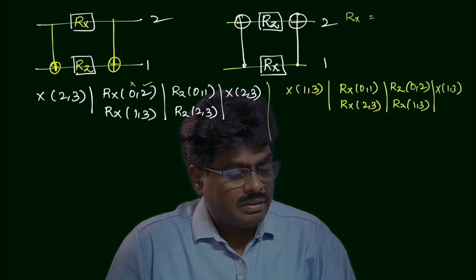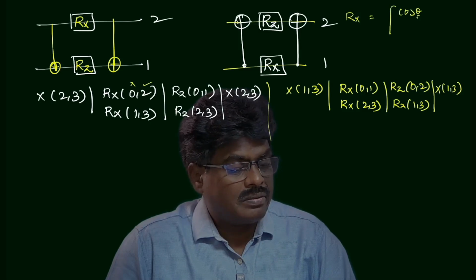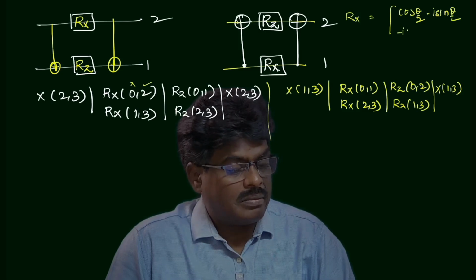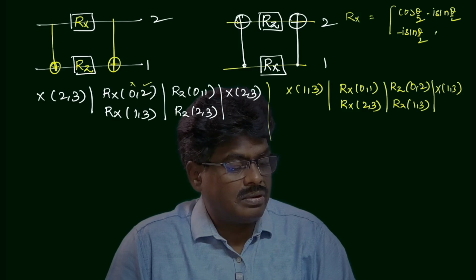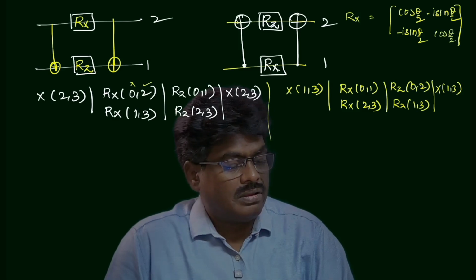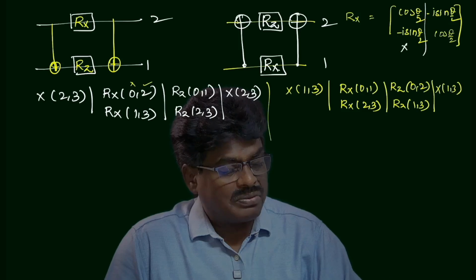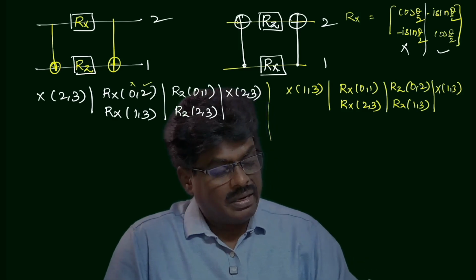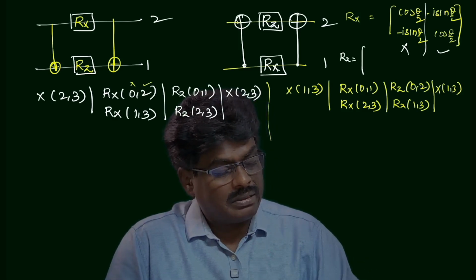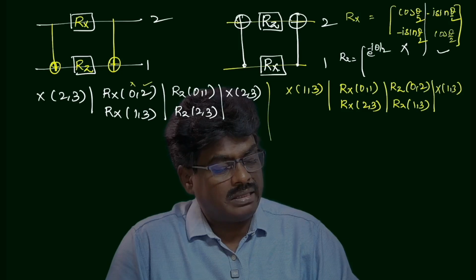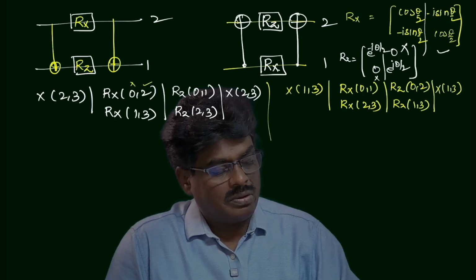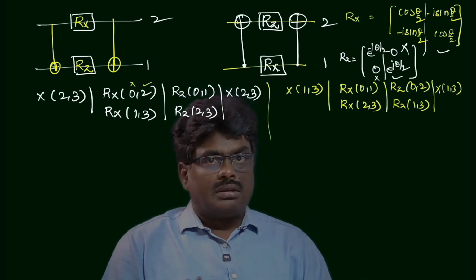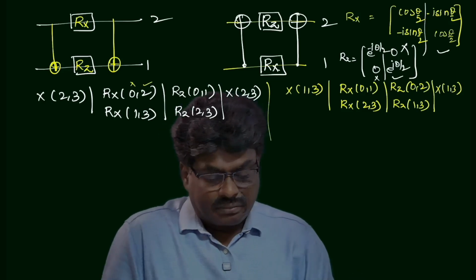Rx is cos theta by 2, minus sin theta by 2, and minus sin theta by 2, cos theta by 2. If it is off state, take the first column. If it is on, take the second column. Similarly, Rz also, I hope you remember: e raised to minus I theta by 2, 0, 0, e raised to I theta by 2. So off and on. Please proceed just like this.